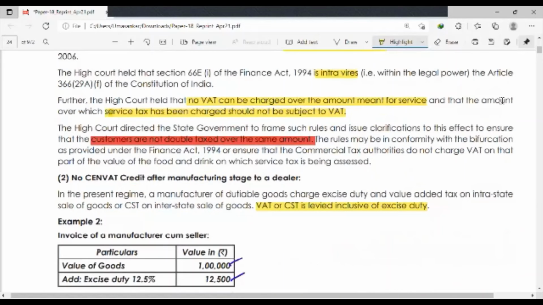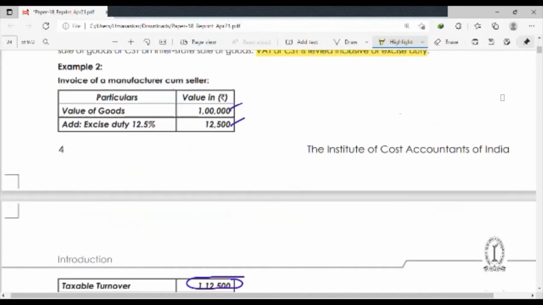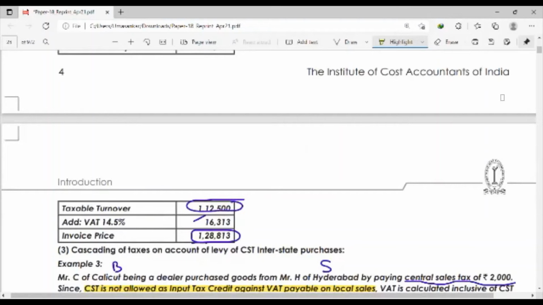Okay. So now we're going to see one more example where we'll see the cascading of credit after the manufacturing stage to the dealer. Suppose the value of goods is 1 lakh. Then the manufacturing excise duty is 12.5%, 12,500. Total is 1,12,500, on which we are paying VAT 14.5%, that is 16,313. So 1,28,813. So here what happens? We are paying excise duty and VAT, but as we see in GST, we need to pay only GST, no VAT, no excise duty. So here also two types of taxes we are paying on the same value, 1 lakh. So cascading of tax on account of levy of CST, central and state also.